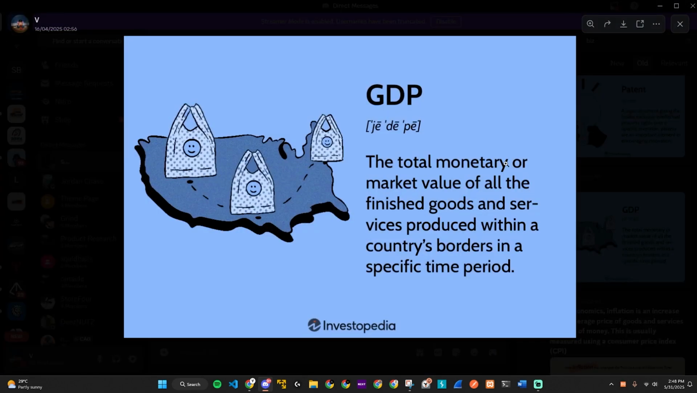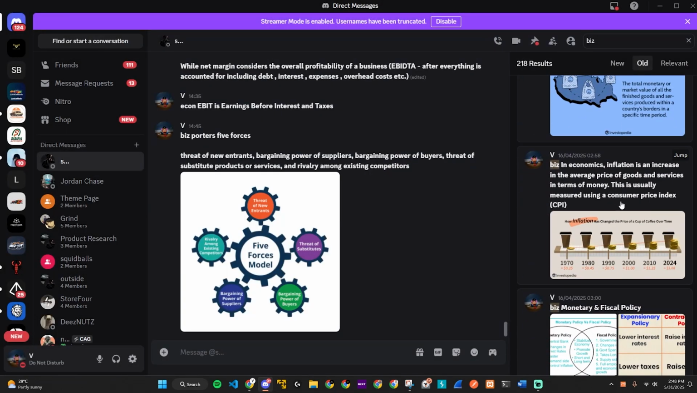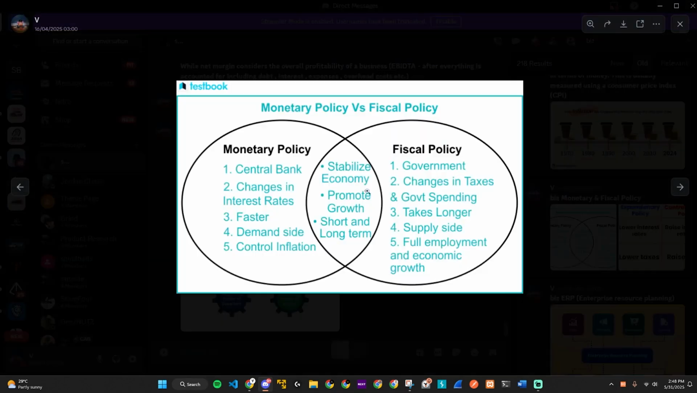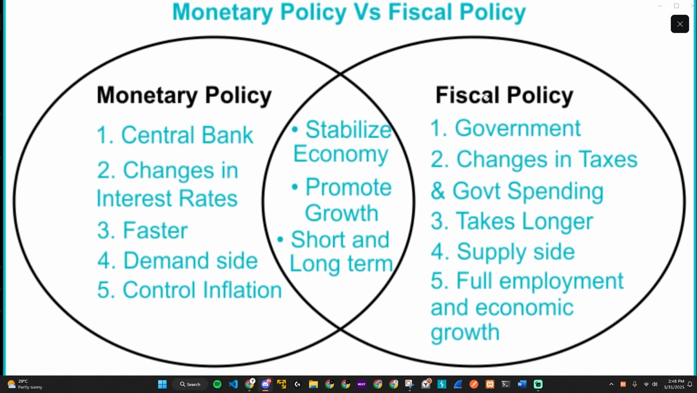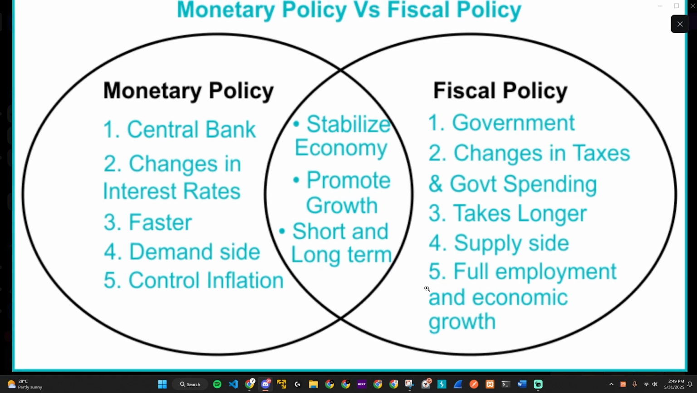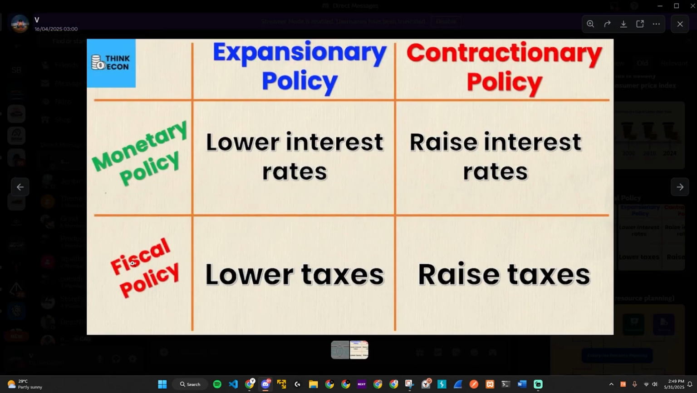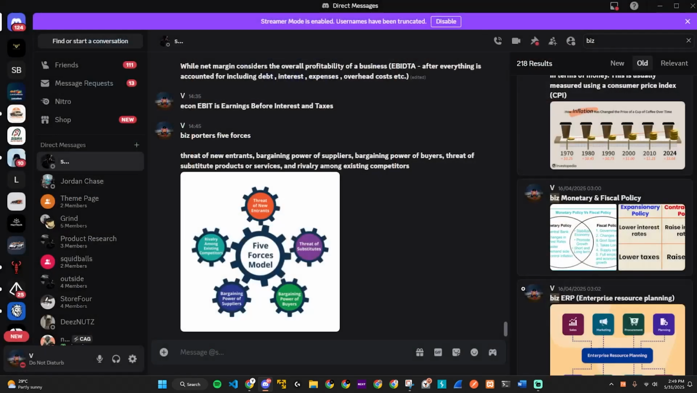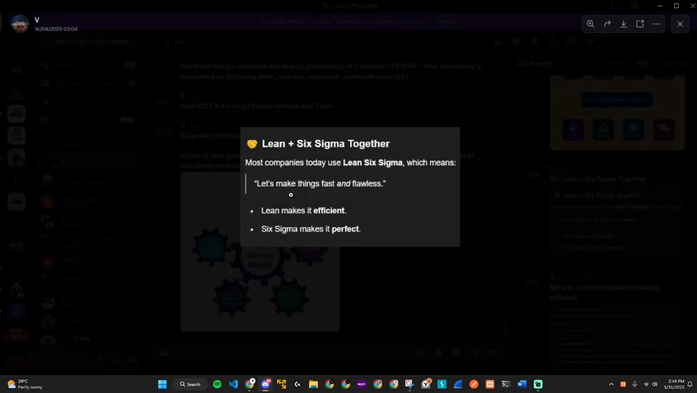So gross domestic product, or the monetary or market value of all finished goods and services produced within a country's borders in a specific period of time. So inflation, once again, we have the monetary and fiscal policies. As you can see, fiscal is obviously government, and monetary is, you know, banks and centralized institutions. Both are coming together to stabilize the economy, promote growth, short and longer term, right? So as you can see, we have a nice chart over here that represents it. And enterprise resource planning, lean and Six Sigma together.